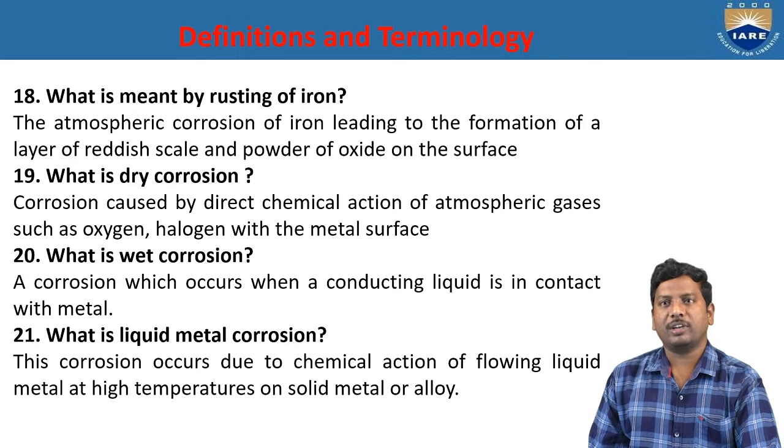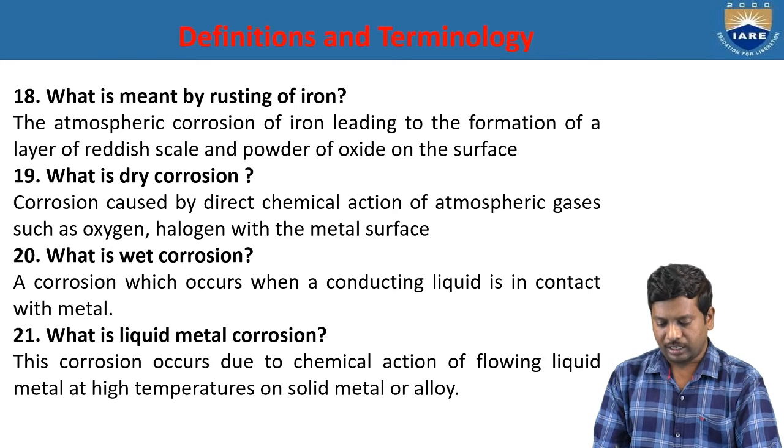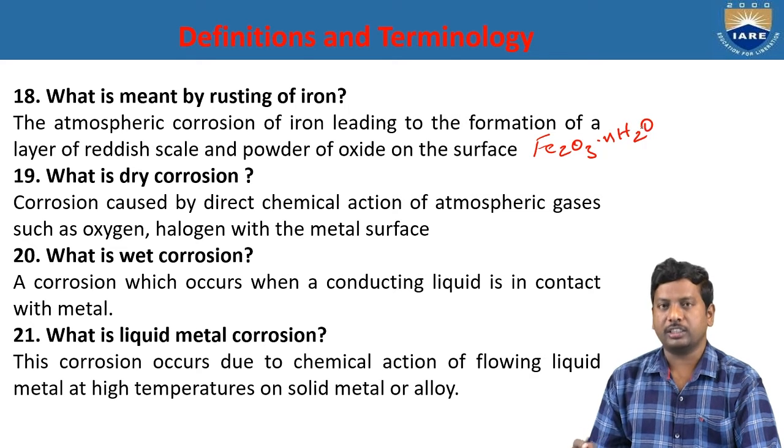And what is meant by rusting of iron? The atmospheric corrosion of iron leading to the formation of a layer of reddish scale and powder of the oxide on the surface. This is the best example of rusting of iron, taking ferric oxide, and the formula is Fe2O3 with n moles of H2O.